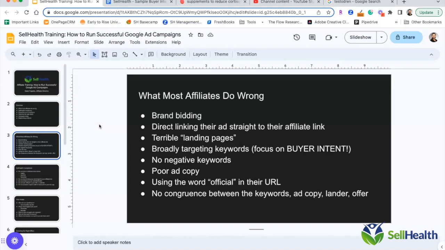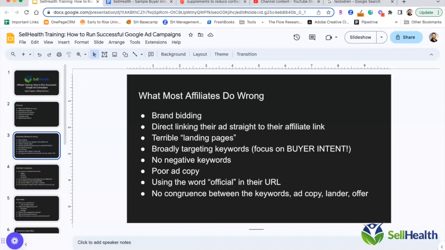So instead of it being like, best supplements to reduce cortisol, instead they're targeting the term cortisol, right? And not hyper focusing on their customer and the terms that their customer is going to use to buy. That's a big mistake. That costs you big time on your ad budget. Okay.